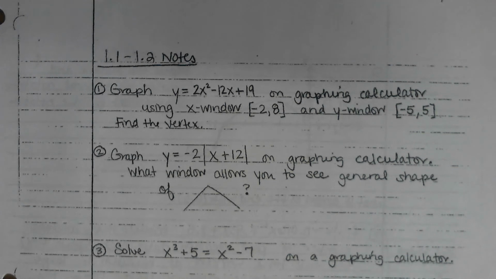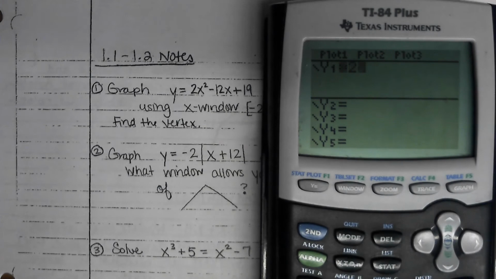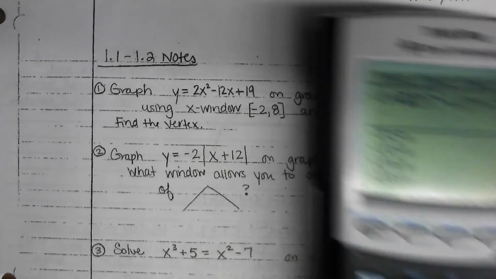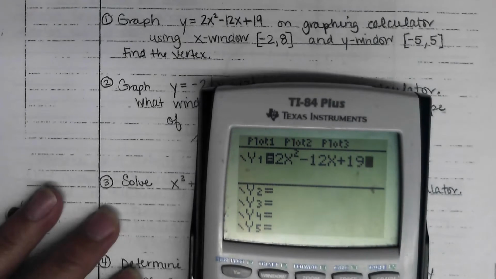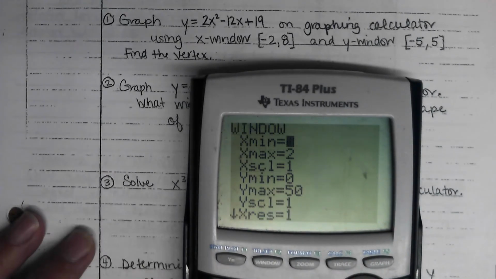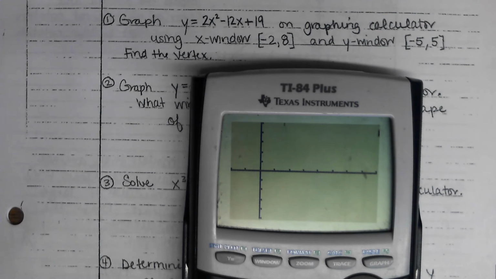So, number one, graph y equals 2x squared minus 12x plus 19 on a graphing calculator. So 2x squared minus 12x plus 19. Using a window of -2 to 8 and a y window, just getting you accustomed to the windows that you should be using. So on my x-axis, -2 to 8. On my y window, -5 to 5. And then graph that. And it wants us to find the vertex.